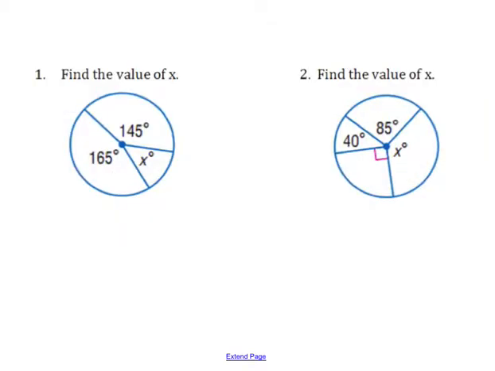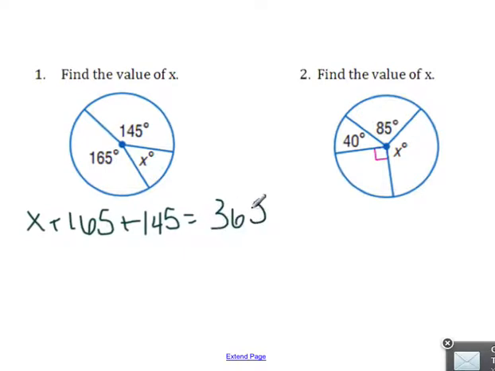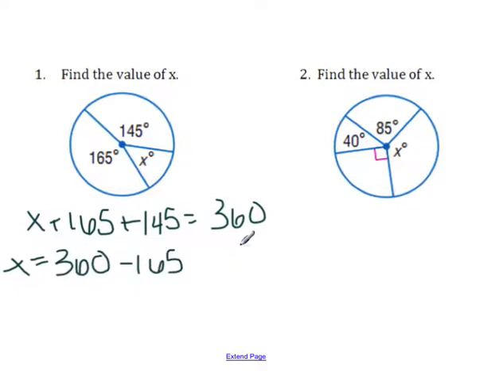So let's take a look at number 1. We know that x plus 165 plus 145 needs to be equal to 360 degrees. Well, there's another way we can write that. x is going to be equal to 360 minus 165 minus 145. So you can go ahead and subtract all of those, and when you do that, you end up getting 50 degrees.